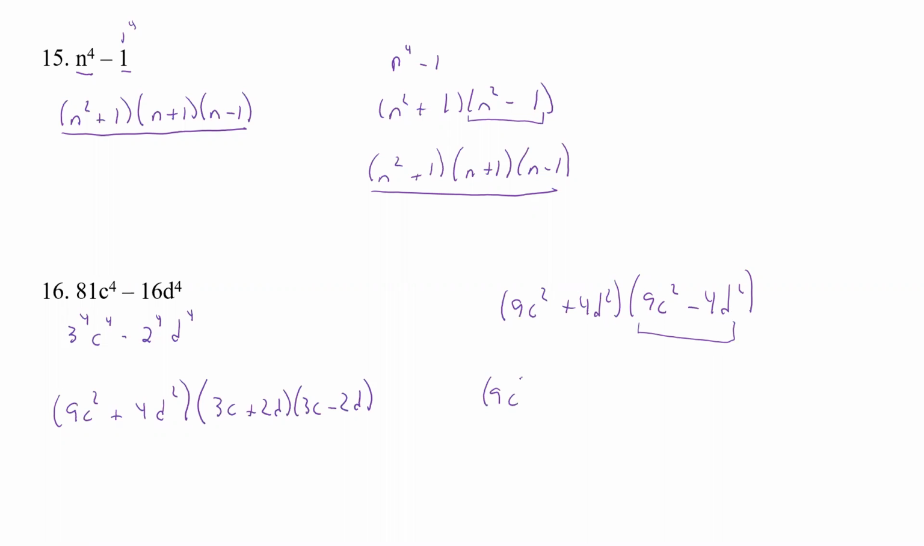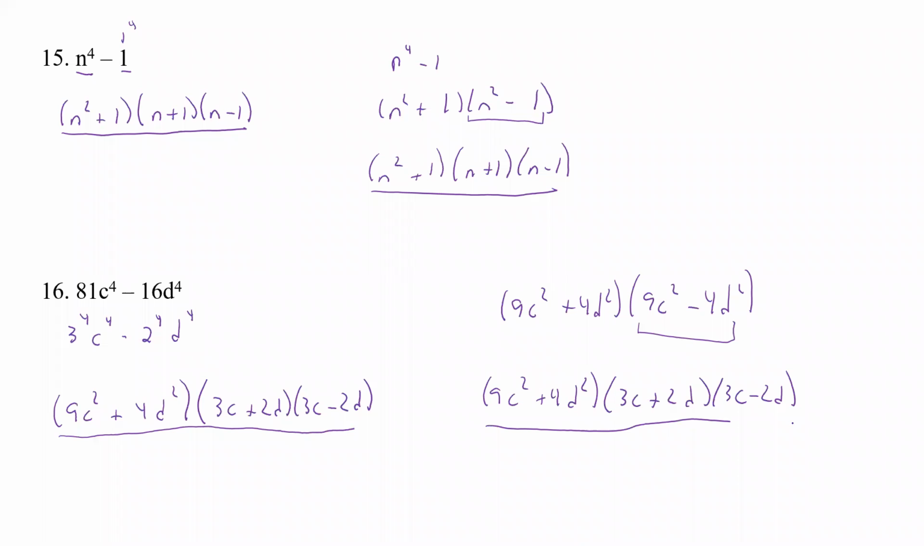So 9c squared minus 4d squared, that's going to be 3c plus 2d and 3c minus 2d. And again, lo and behold, our formula matches what we do if we do it longhand and go all the way down. Okay. And that's all I have for you today for this section.